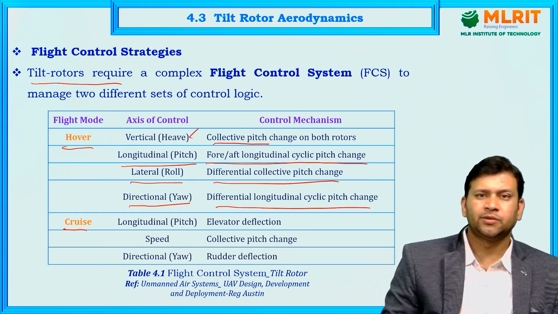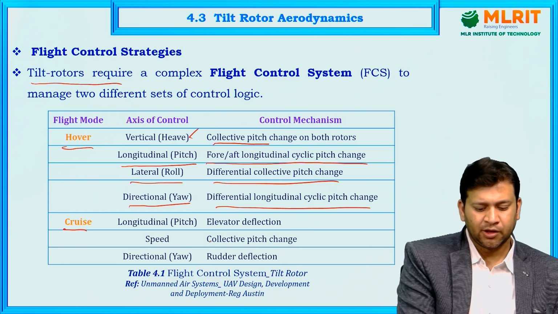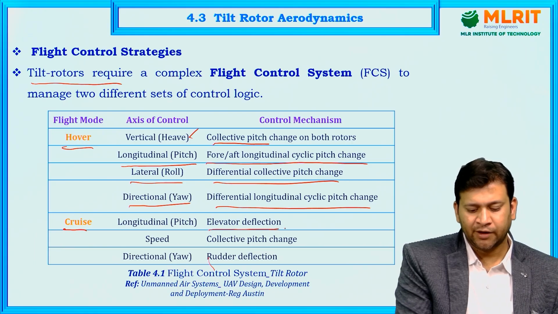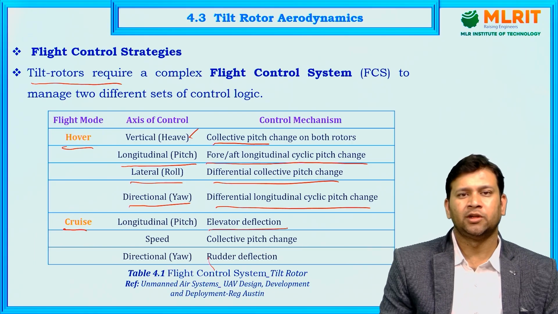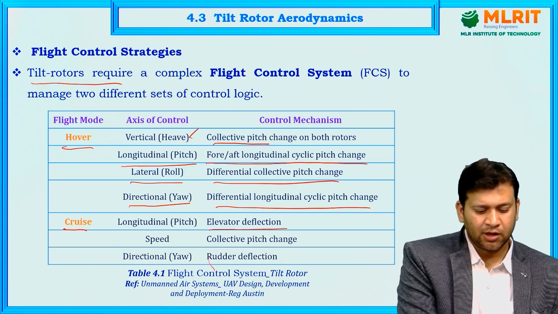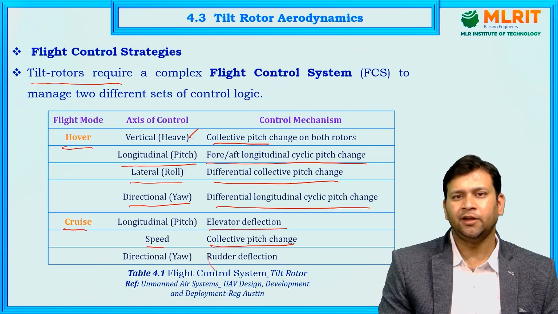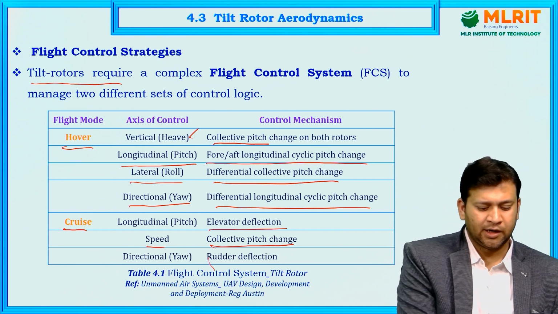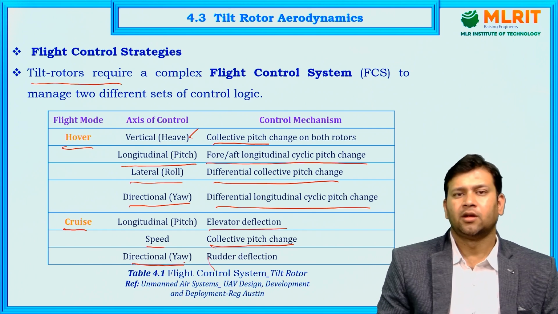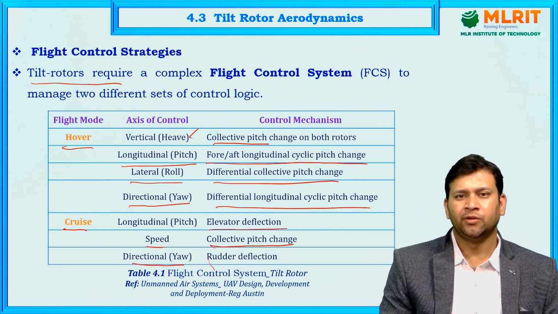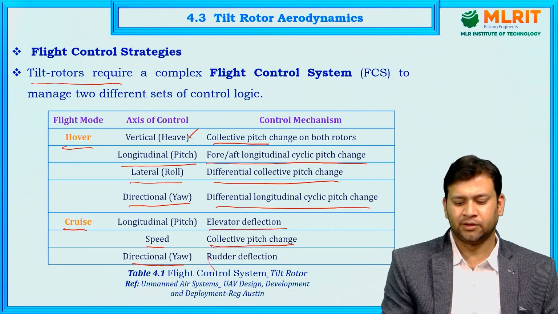During cruise, we use elevator deflection to control the longitudinal pitch. For speed, we just change the collective pitch, and for directional control, that is yawing motion, we use rudder deflection to control this.